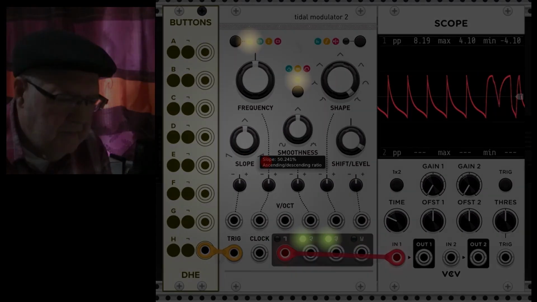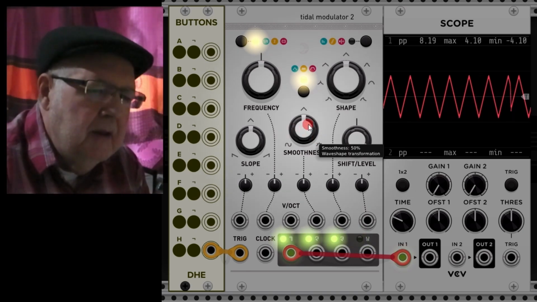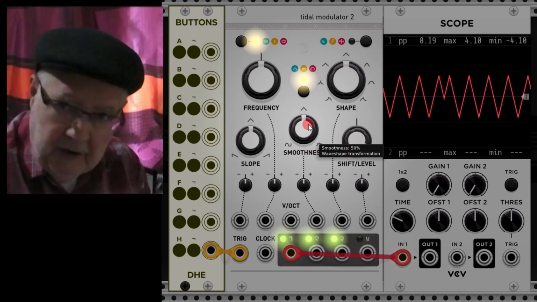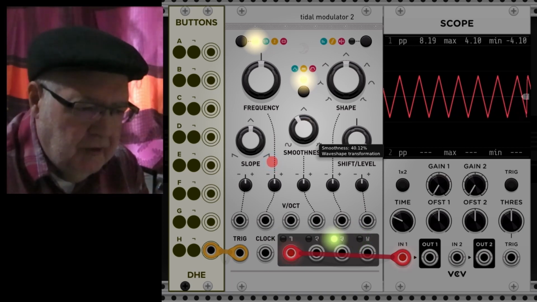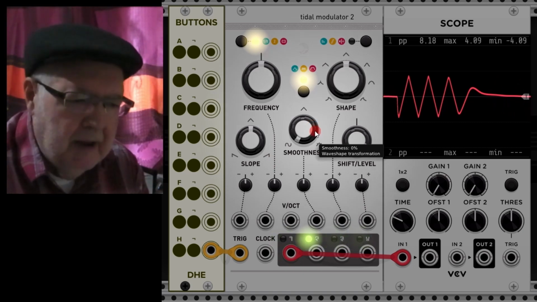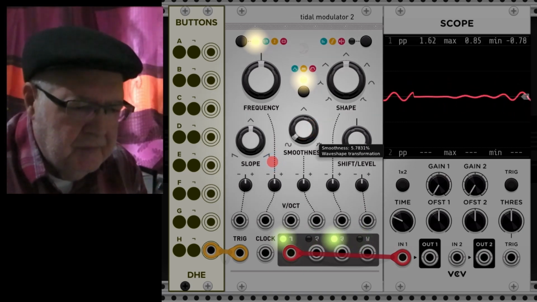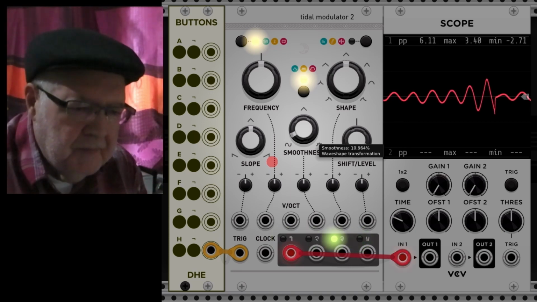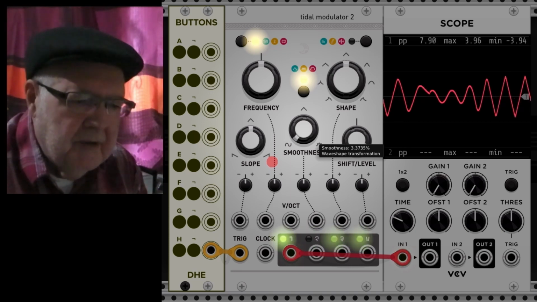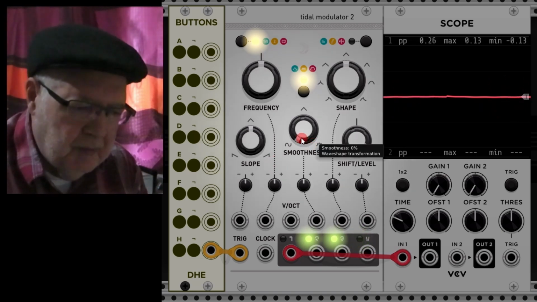All right. The smoothness knob here applies a two-pole low-pass filter to the shape. When I turn the knob to the left, it smoothes it out. We get more kind of sinusoid shapes until it completely vanishes here at the leftmost position.